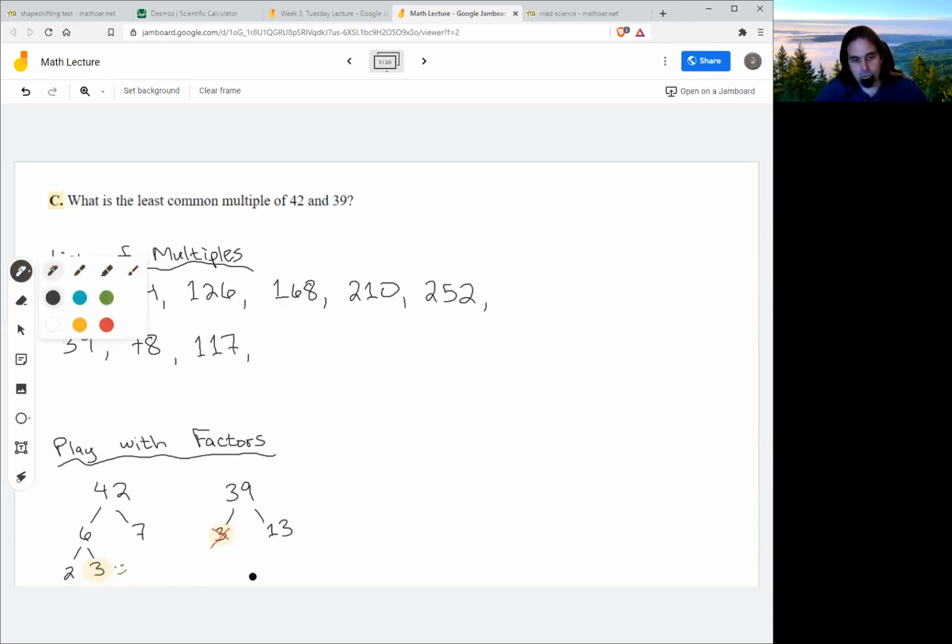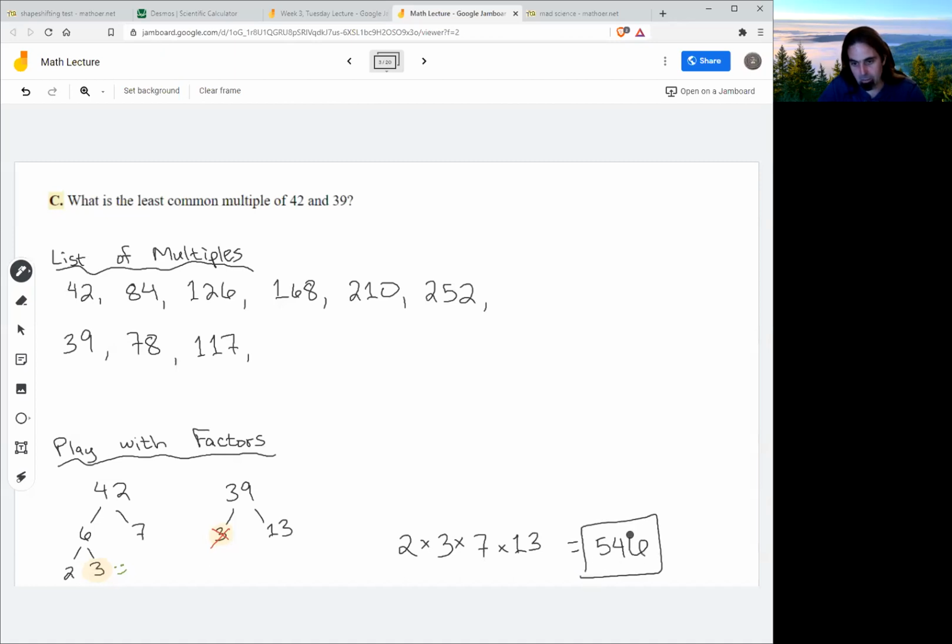So then I list out all the factors. There's a 2. There's a 3 that's not hiding. There's a 7. That 3 is hiding. And there's a 13. So what do I get? 2 times 3 times 7 times 13 is 546. So my goodness, I'm glad I didn't try listing out the multiples all the way to 546.